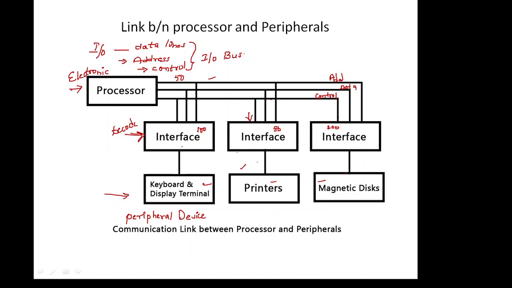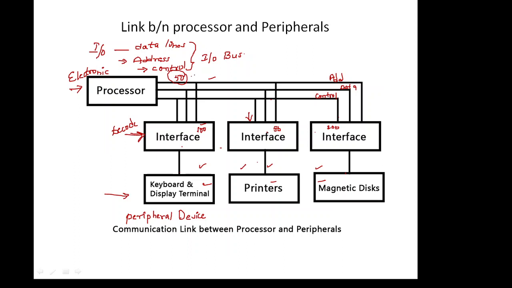So in order to communicate with any particular device, whether this device or this device or this device, the processor is going to place a device address, whether it may be 50 or 100 or 200, to which it wants to communicate. It is going to place that address on the address line. Here I have kept 50, that means the processor wants to communicate with the printer. Here it is going to place the address on the address line.